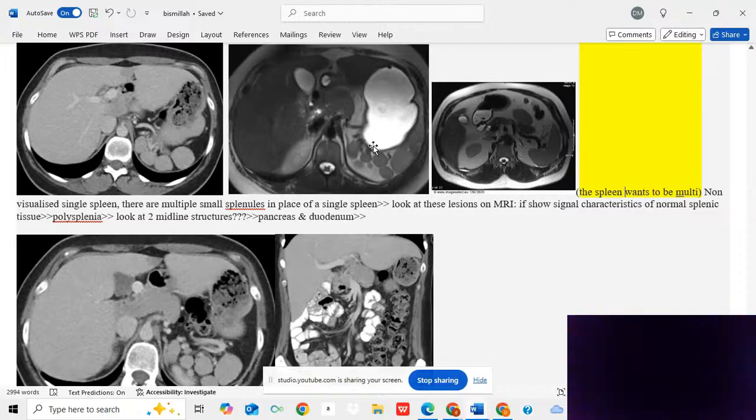So we found that this patient has polysplenia. What to do? This patient has polysplenia. Then we need to look at two midline structures, not to leave the patient like this.